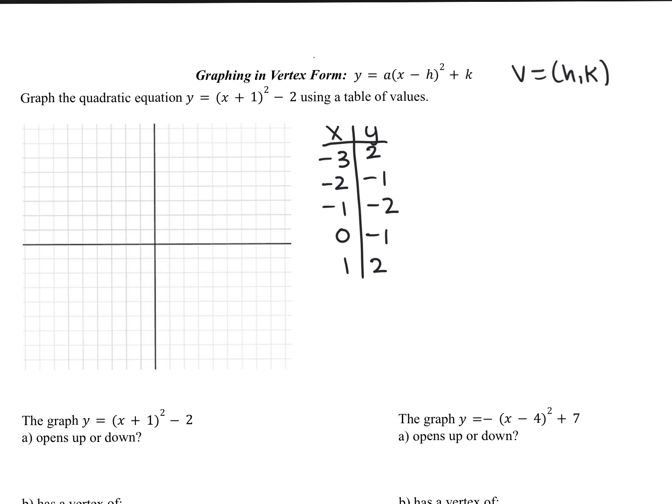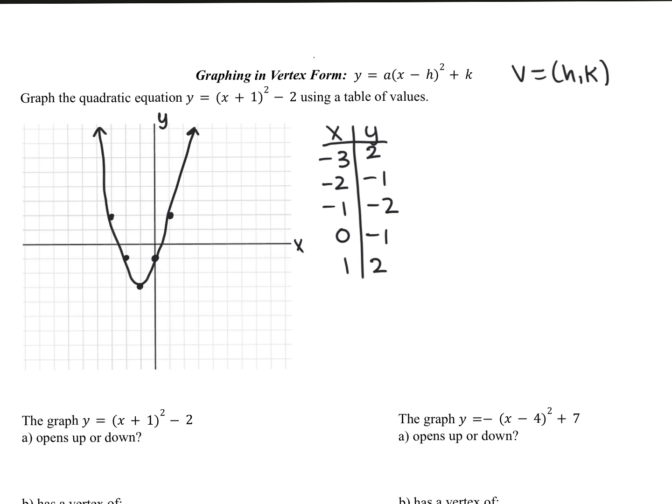So I go to graph it. I have my x and y axis. I go to -3, 2, -2, -1, -1, -2, 0, -1, and 1, 2. So I can see it's the exact same graph.